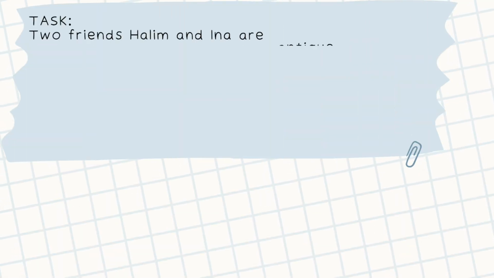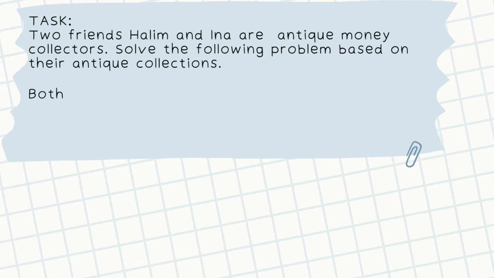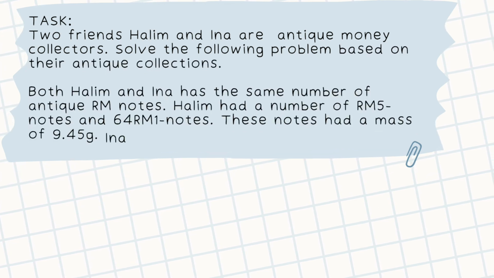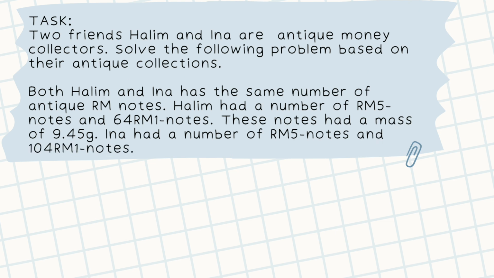For the task, two friends Halim and Ina are antique money collectors. Solve the following problem based on their antique collections. Both Halim and Ina have the same number of antique ringgit notes. Halim had a number of 5 ringgit notes and 64 1 ringgit notes.